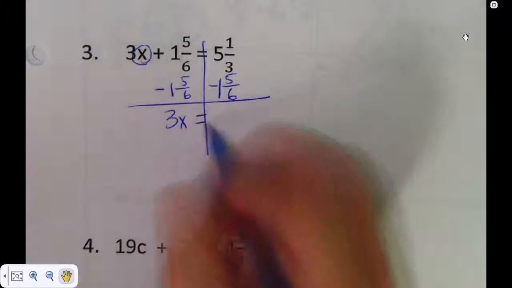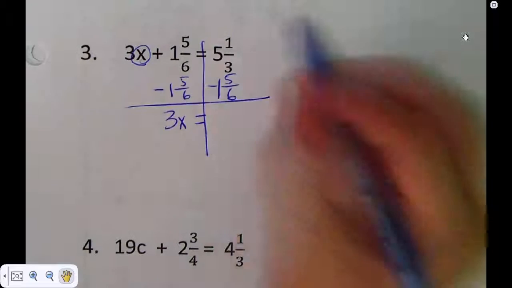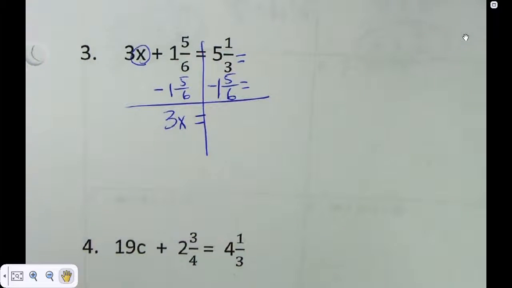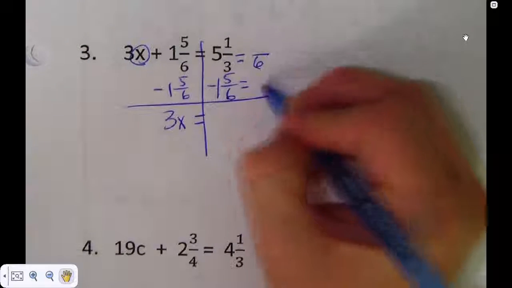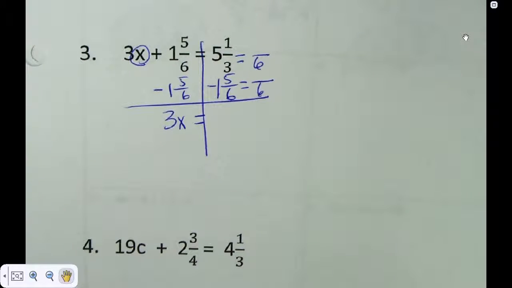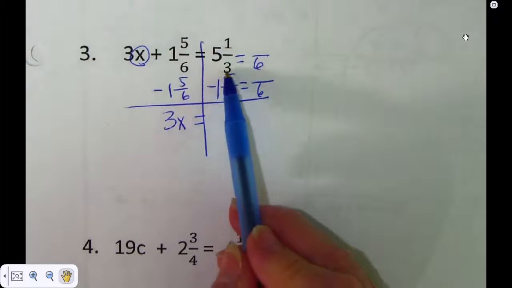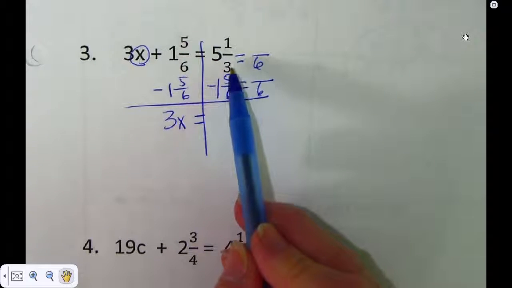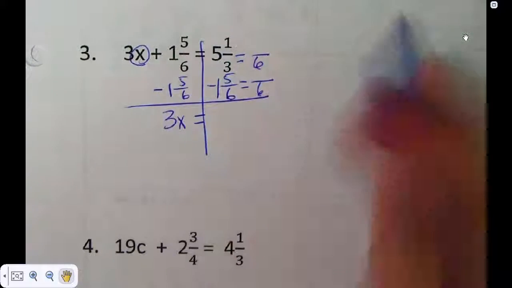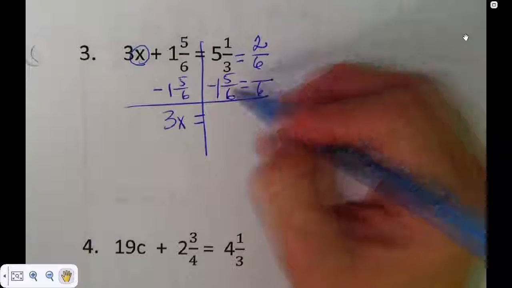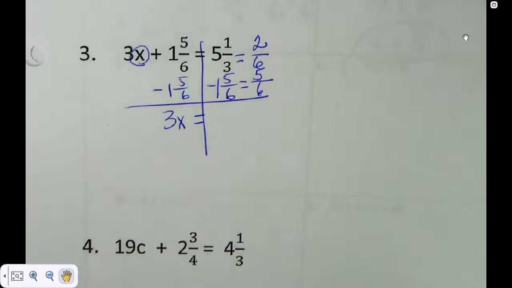So 3x equals, now I'm going to get common denominators. What's going to be the common denominator for 3 and 6? That's okay, that's how we learn. That's why we're here. Okay, so look. 3 times 2 is 6. So 1 times 2 is 2. And what am I going to do with my 5? Keep it. Leave it alone.